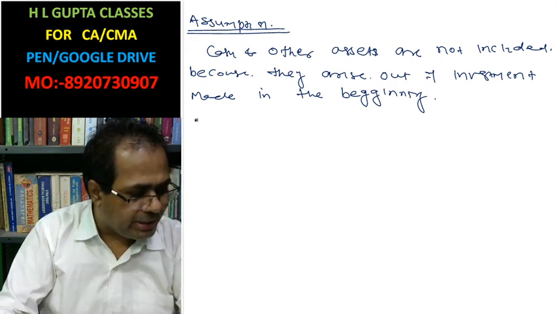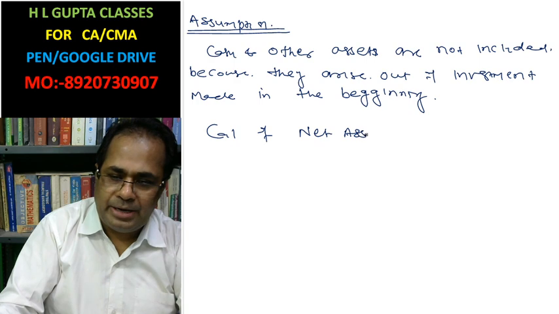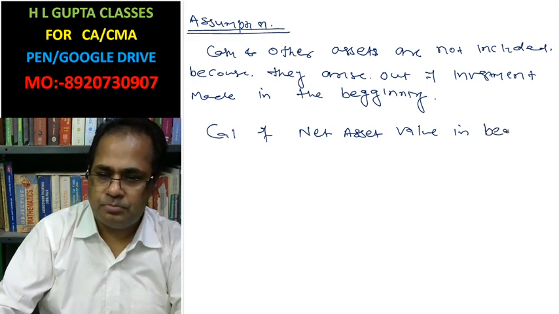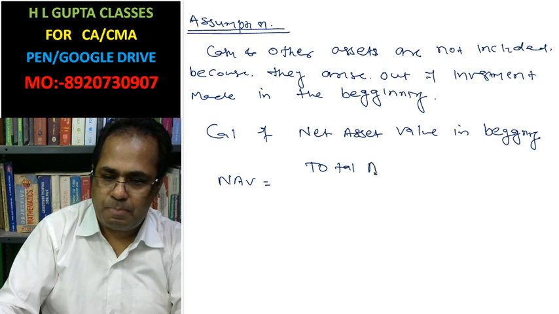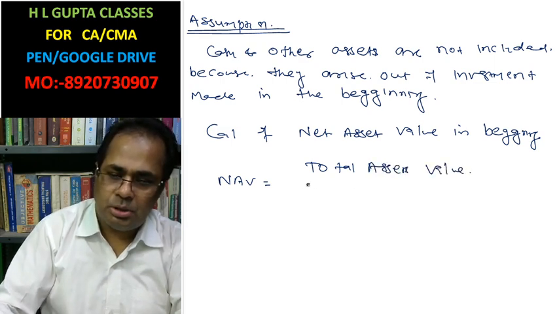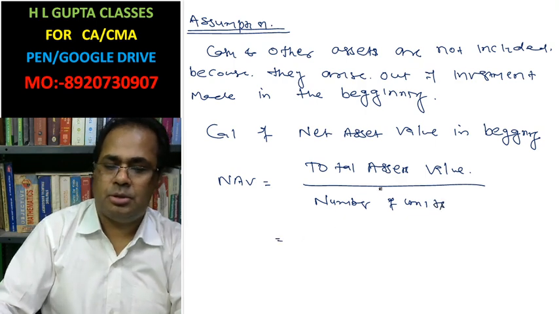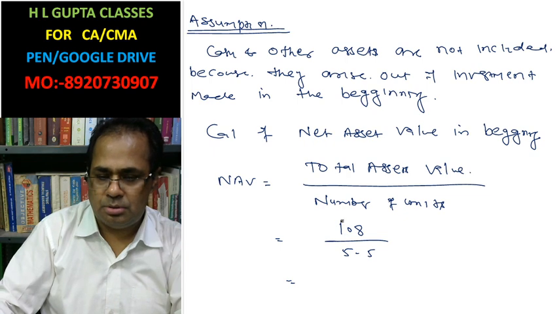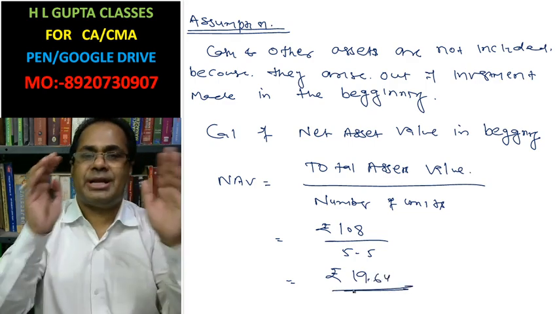So net assets is calculated. Calculation of net asset value per unit, net asset value in opening, net asset in beginning. NAV equals total assets value divided by number of units. This is 108 crore rupees, this is 5.5 crore units, which gives 19.64 rupees, 19.64 net assets value per unit.